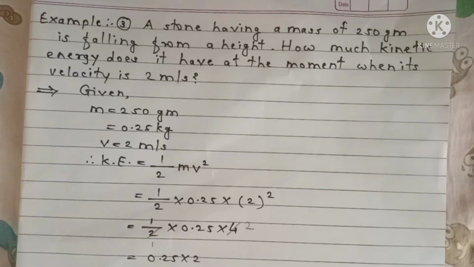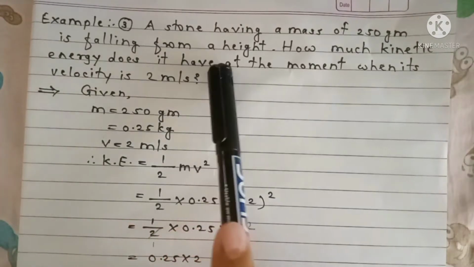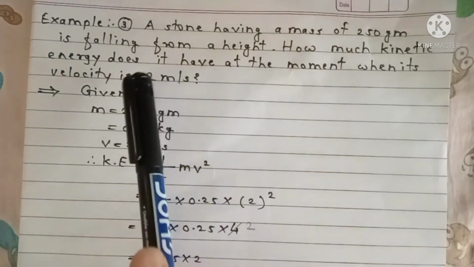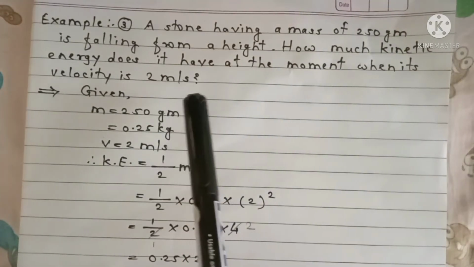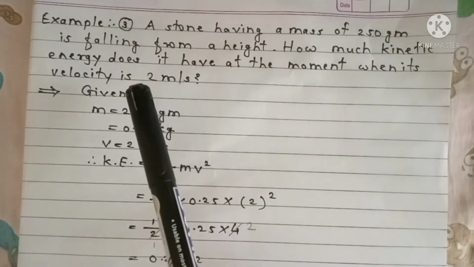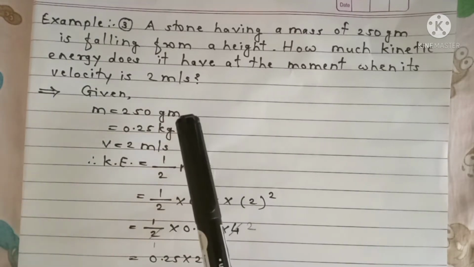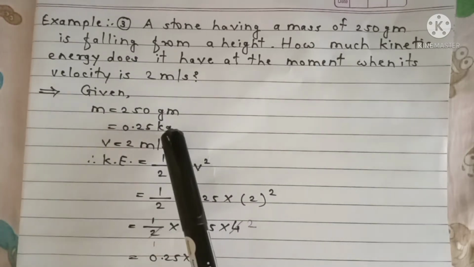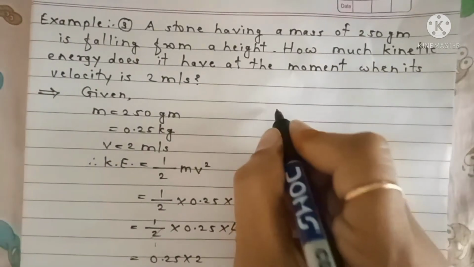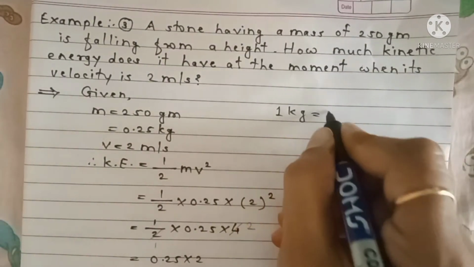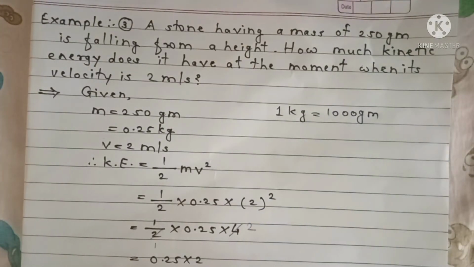Now example number 3. The stone having a mass of 250 gram is falling from a height. How much kinetic energy does it have at the moment when its velocity is 2 meter per second? So here the given things, mass m is equal to 250 gram. So this gram we have to convert into kilogram. We know, children, 1 kilogram is equal to 1000 gram.